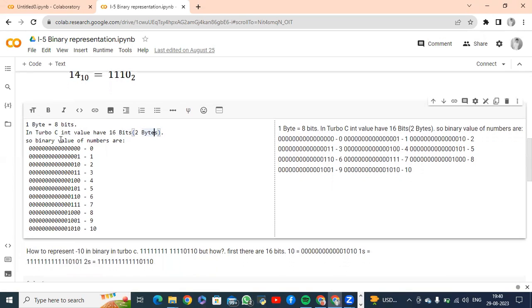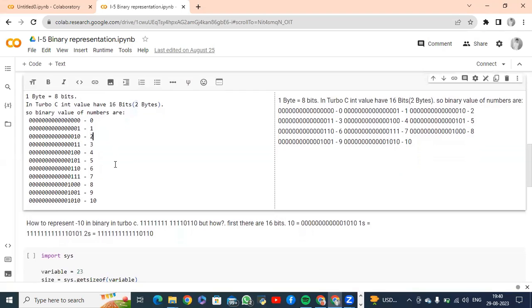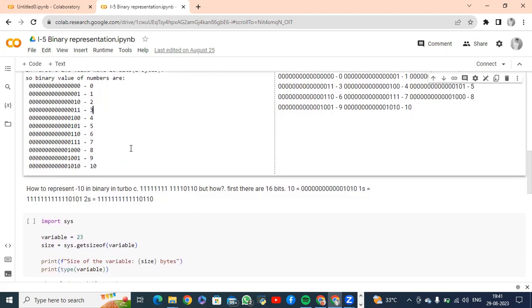In that order, see here. Here there are 16 zeros which represent the decimal value 0. And we have 15 zeros and 1 one which represent 1. And see here, there are 14 zeros and 1 0 which represent 2. And so on up to 10, I have written here. This is how the computer will convert an integer value from decimal to binary in Turbo C.